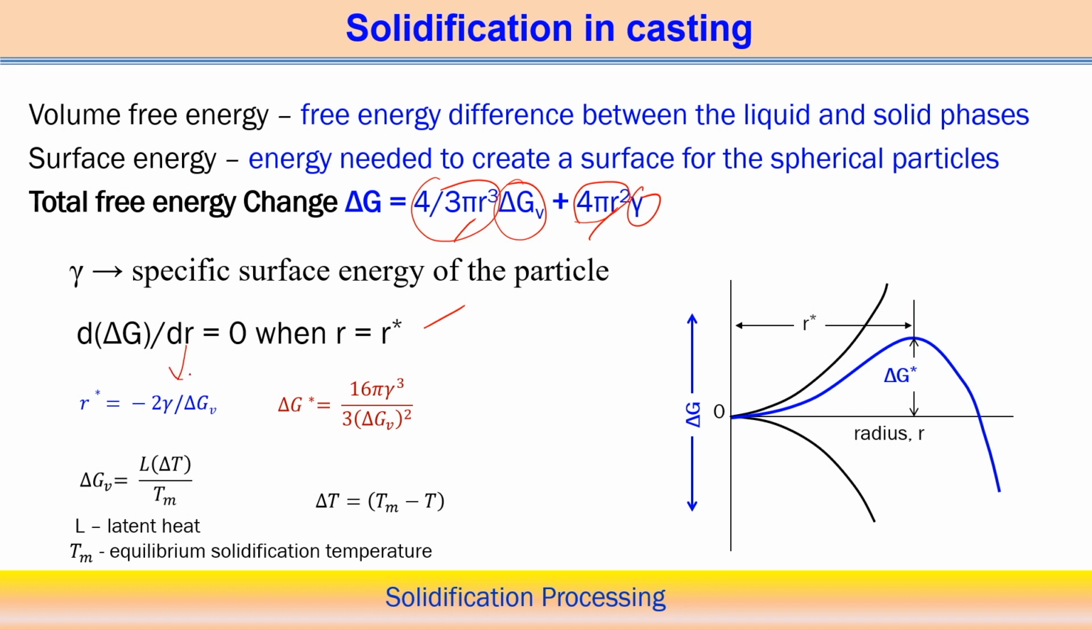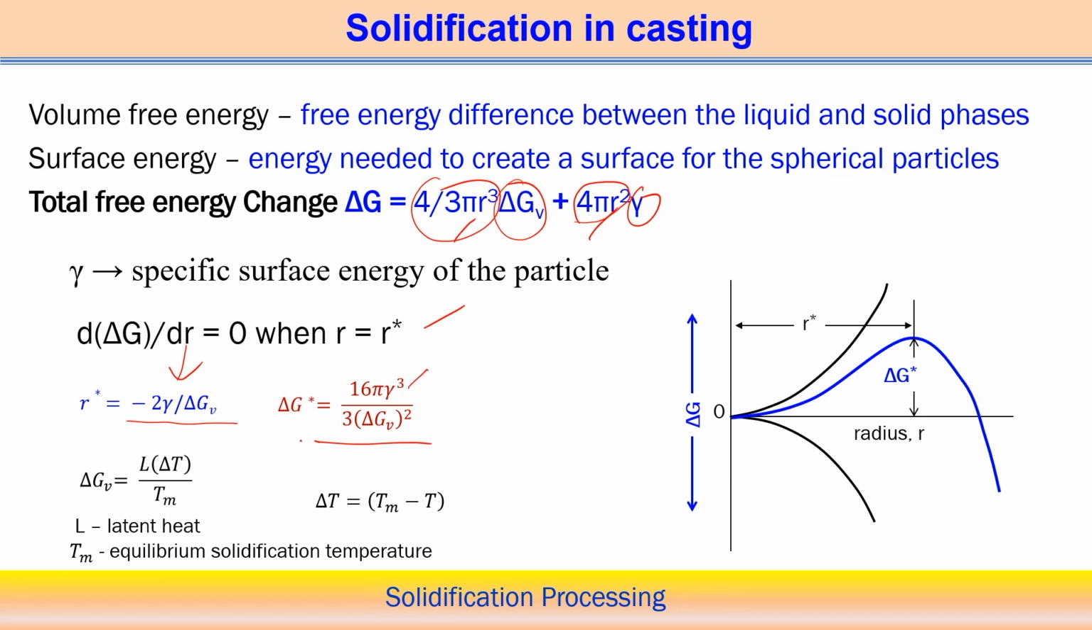If we do this exercise, we get the critical r star equal to twice gamma by delta GV, where gamma is the specific surface energy of this particle and delta GV is the volume free energy for this particle. We can find the critical size of the nucleus associated with the critical value of the free energy change. The critical value of the free energy change, delta G star, can also be calculated in terms of gamma square and delta GV square.